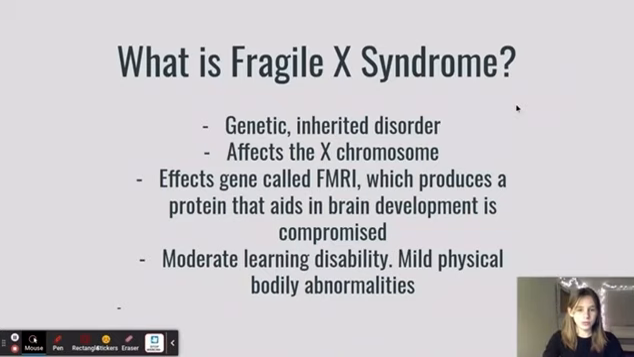First, let's just get into what Fragile X syndrome is. So, it's a genetic inherited disorder that affects the X chromosome. The X chromosome creates a gene called fMRI, and this gene makes a protein that is vital for brain development. So, in Fragile X syndrome, this gene is mutated, leaving those with the disorder a learning disability, since their brains are unable to fully develop. If Alton does test positive for this disorder, he will likely experience moderate learning disabilities and moderate irregular bodily structures. Primarily, this disorder deals with underdevelopment of the brain.